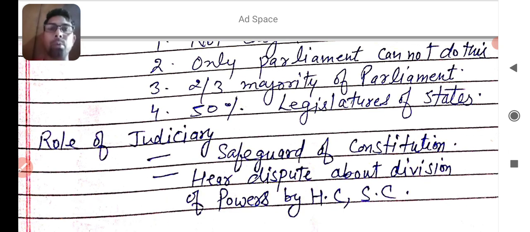Now, the last point of today is the role of the judiciary in India. You know that the judiciary is the safeguard of the Constitution. How the government is implementing the provisions of the Constitution is overseen and judged by the judiciary. Disputes about the division of powers are heard by the High Court and the Supreme Court. I think you got all the points of today.